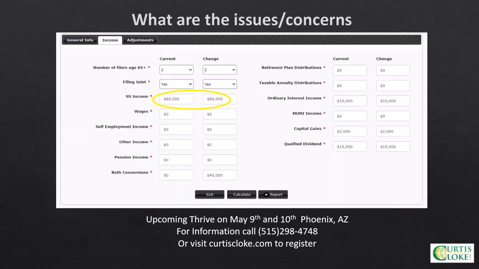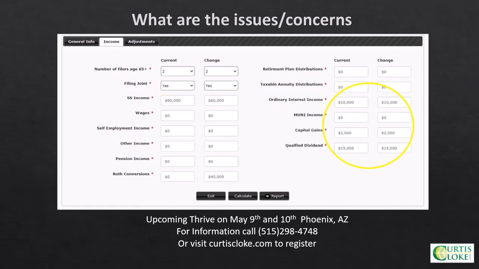So John's client has $60,000 of gross Social Security. You'll see in this display we have a before and an after. In both columns, they have the same Social Security income. They also have the same taxable income: about $10,000 of ordinary income interest and about $17,000 of qualified dividends and capital gains, which are taxed at lower rates. For comparison, we're also going to show what it would look like with a $40,000 Roth conversion.